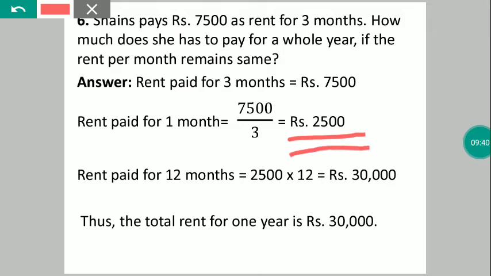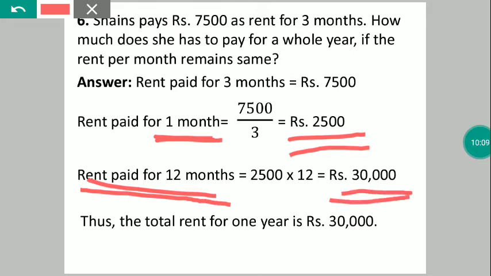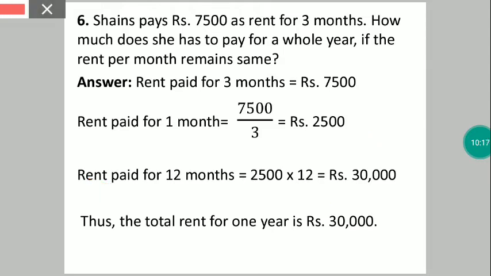We have to find the value of 1 unit first, then the value of the required unit. So we find the rent paid for 1 month first, then we find the rent for the required months. Now the rent paid for 12 months. Whole year means 1 year, and 1 year has 12 months, so the rent paid for 12 months is 2500 into 12, which is equal to rupees 30,000. Thus the total rent for 1 year is rupees 30,000. So this is the required answer.